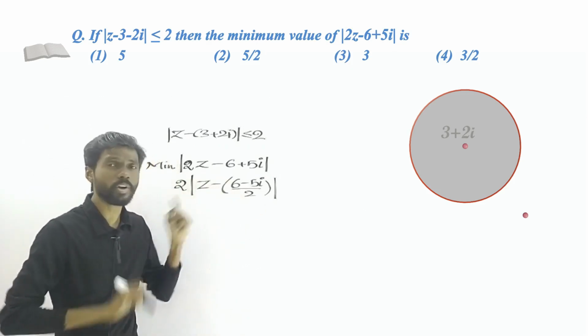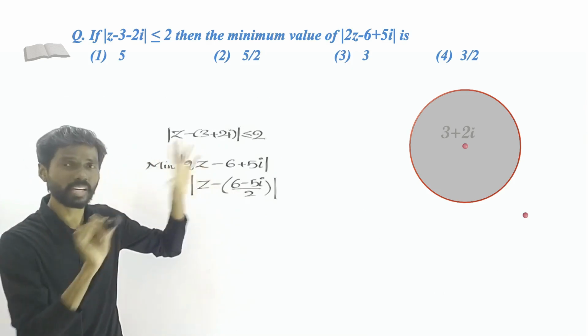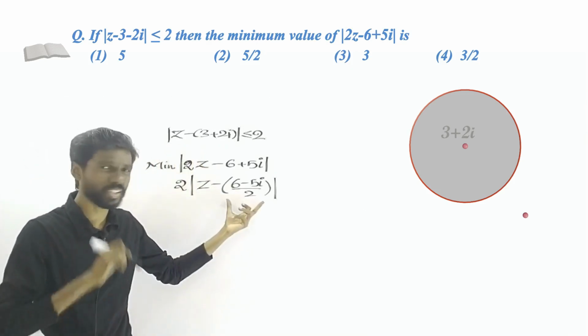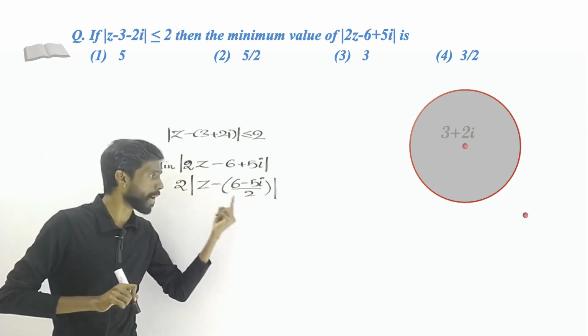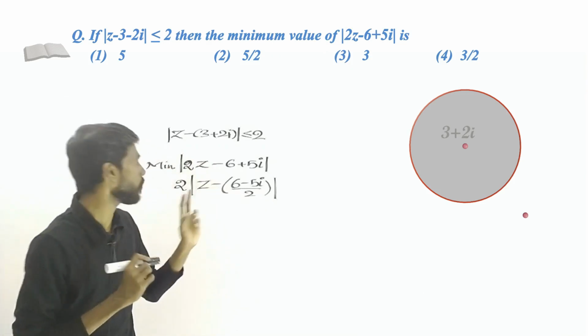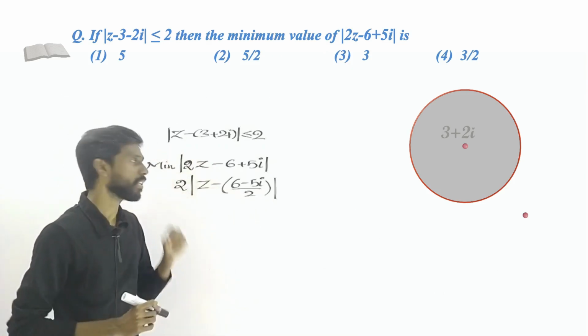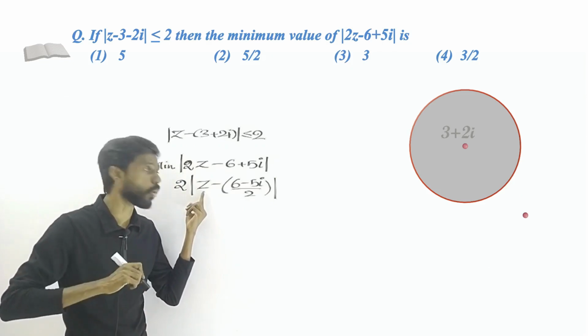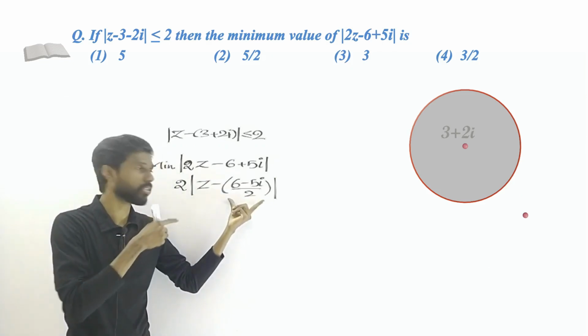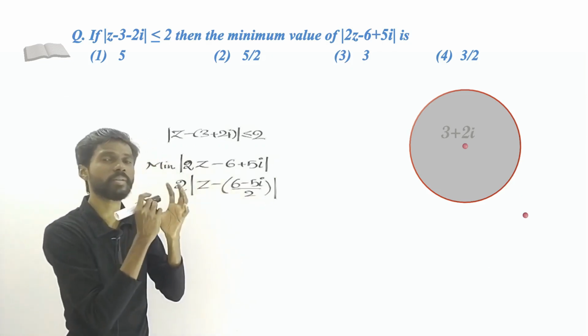See, z is not fixed. z can be any point on the circle. But this is a fixed number, which means this minus this, that means what? The distance between these two numbers should be minimum. That means the value of z should be the closest point to this, right? So that is the value of z we need.